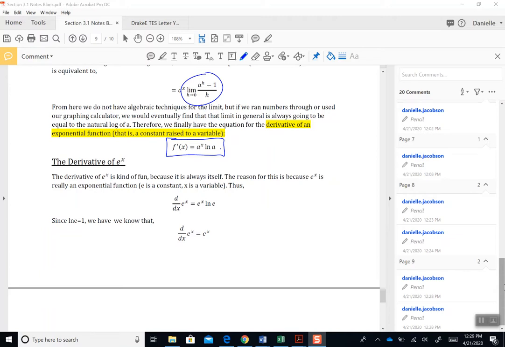If we take the derivative of e to the x following this convention right here, e is our constant, so we have an e where the a is. Well, the natural log of e is equal to 1. Fun fact, in case you don't remember this, the natural log function and e are inverses of one another. They undo one another. So the natural log of e is 1, which means that the derivative of e to the x is always e to the x. The derivative of e to the x is itself.